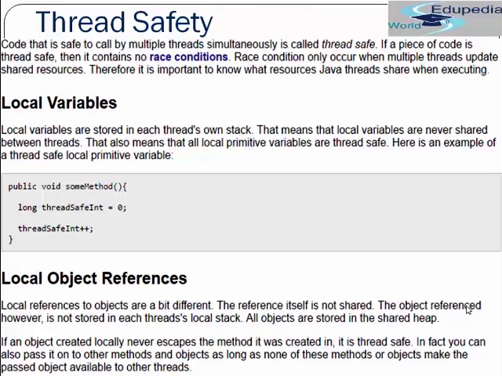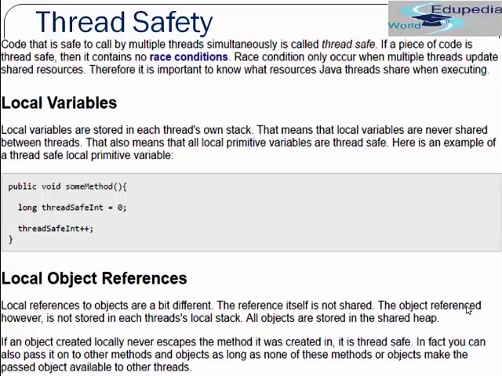Okay, we see some of the points about thread safety. The code that is safe to call by multiple threads simultaneously is called thread safe code. If a piece of code is thread safe, then it contains no race condition. A race condition only occurs when multiple threads update shared resources. Therefore, it is important to know what resources Java threads share when executing.